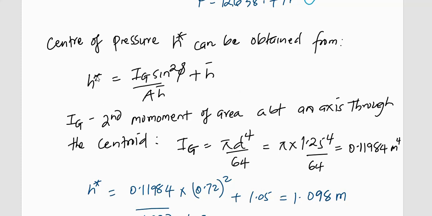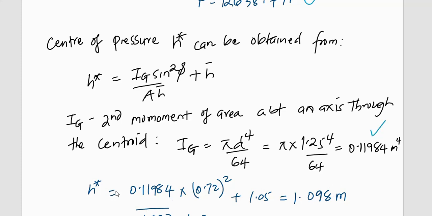So h star, which is the center of pressure, that is from the free water surface to the point of application of this hydrostatic force, is equal to Ig sine squared phi out of A h bar plus h bar, whereby Ig is the second moment of area about an axis through the centroid of the object, which is the lamina. And since it is circular, its Ig, or the second moment of area, will be pi times d to power 4 divided by 64, which gives us pi times 1.25 to power 4 divided by 64, and this would give us that value.